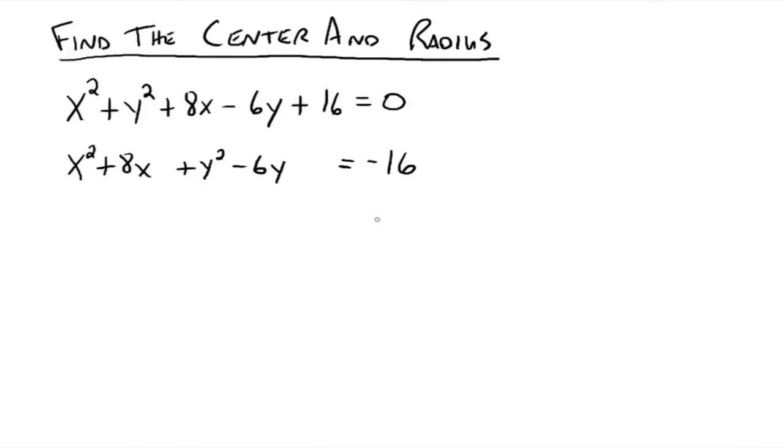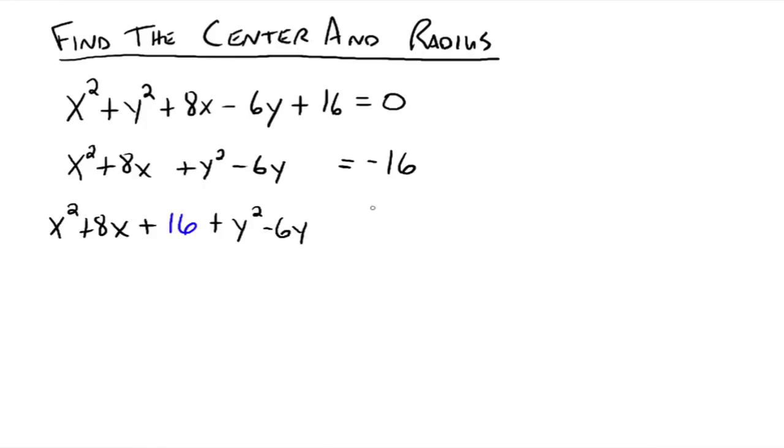And the way to do that is to go off to the side and do 1/2 times this number right here in front of x, which would be 8. So 1/2 times 8, which is 4. And then take the 4 and square that. And that's what we want to add. So we'd have x squared plus 8x, and we're going to add in 16. Then we have plus y squared minus 6y.